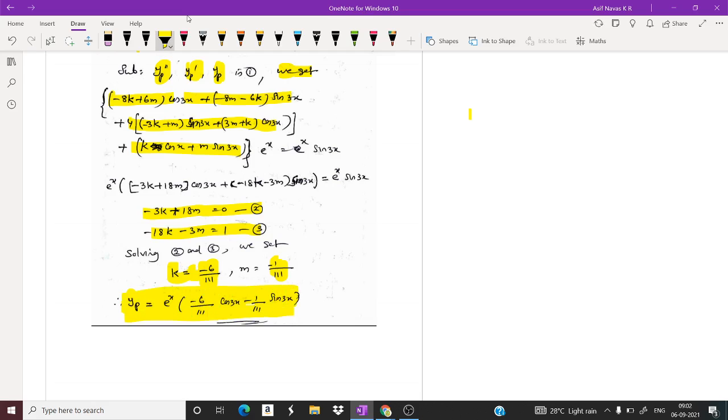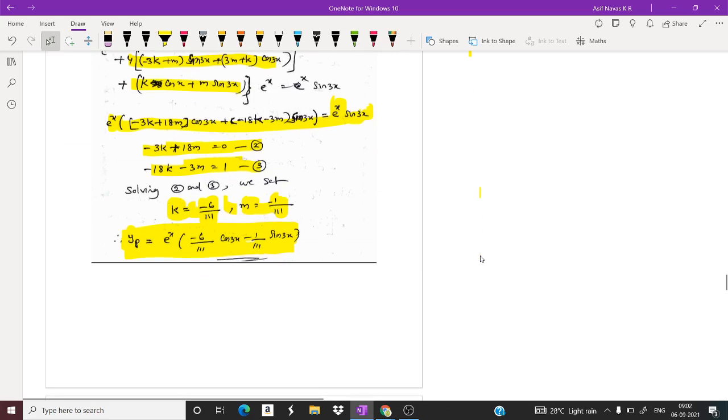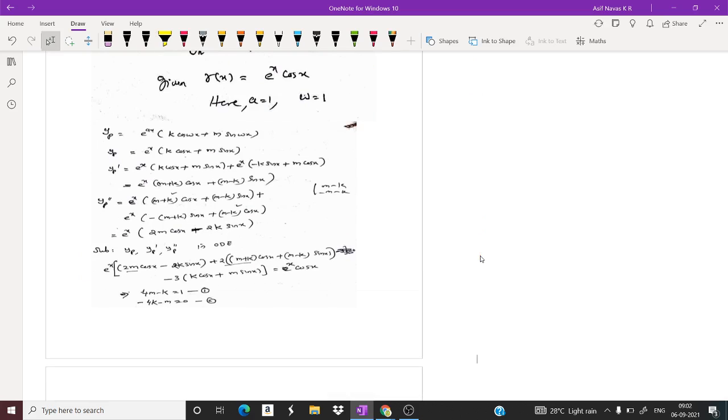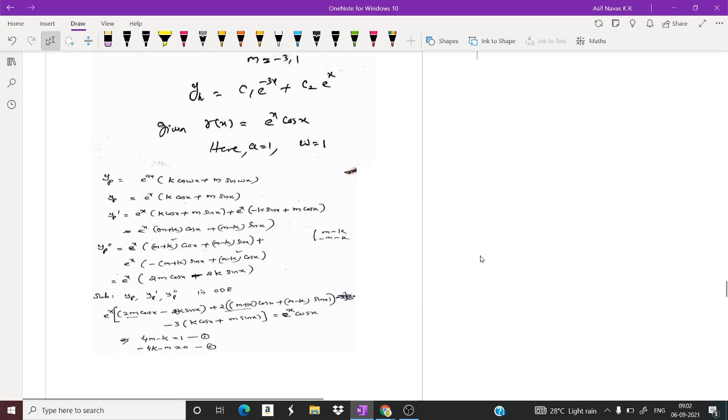If you substitute all that and collect together, equate with the coefficient of e raised to x sin 3x, you will get this. You can find k and m. So similarly, next problem. Okay, so last.